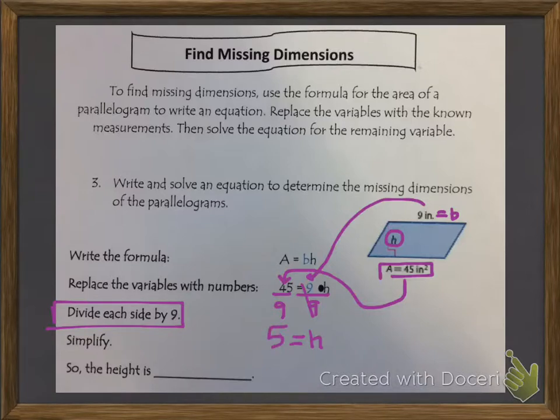And then when we write, so the height is 5, this one we just label the inches. We do not put squared because it's not the area. Only area when finding A is squared, not when you find B or H. So we would just put the label of inches.